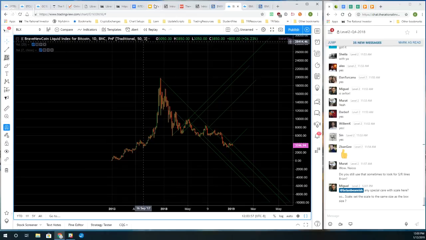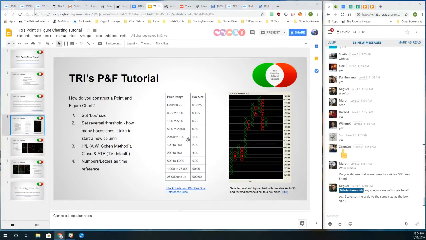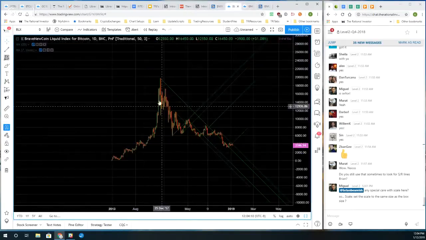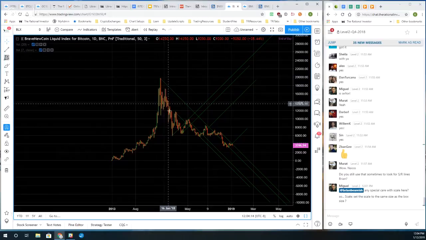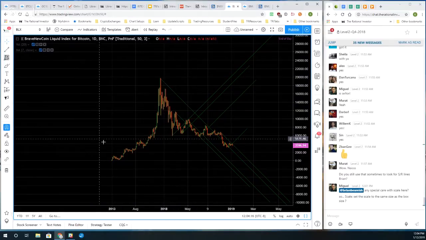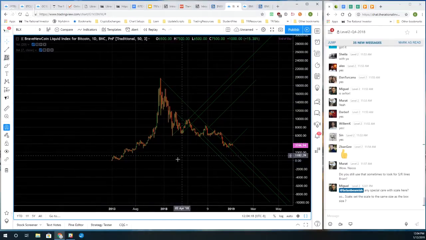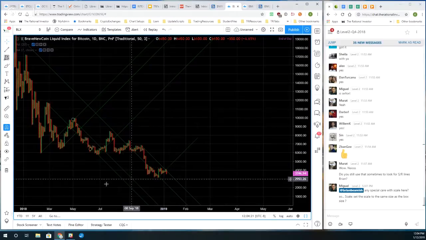As we had said earlier, if we have an asset from 1,000 up to 25,000, we should set our box size to 50. So that's what I've set the box size to, to try and analyze this asset now, because it's gone all the way up to 20,000. And you can see if I set the box size to 50, there is that entire history of Bitcoin in one simple image.